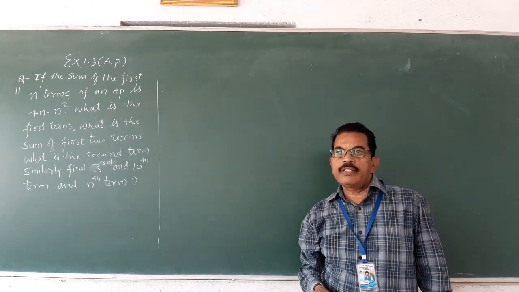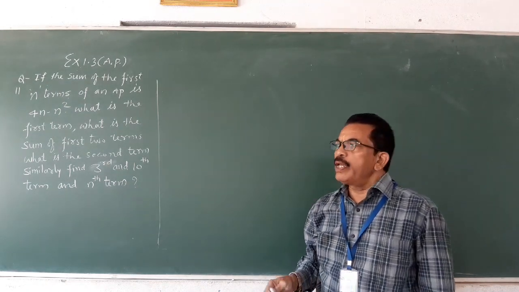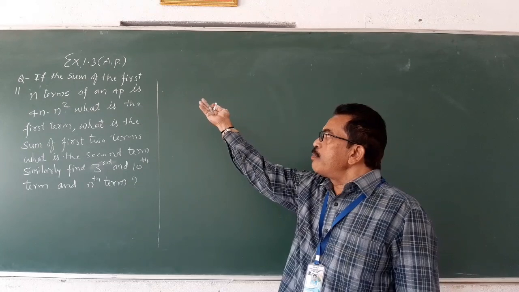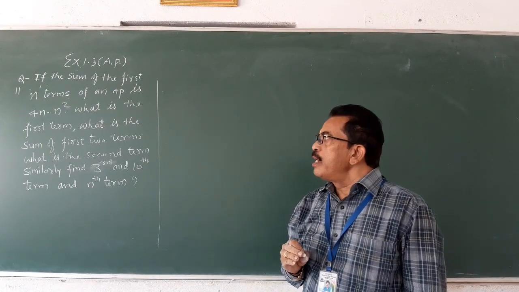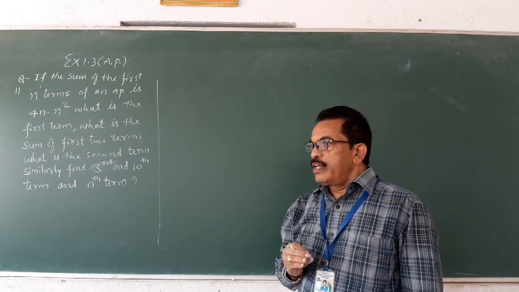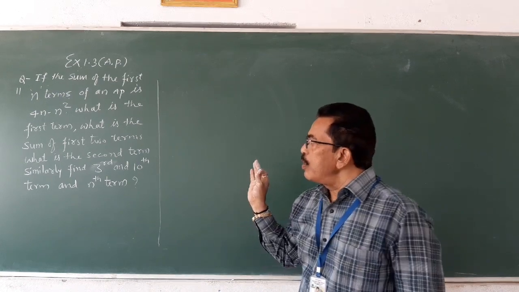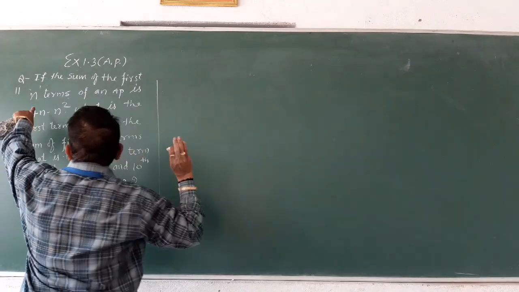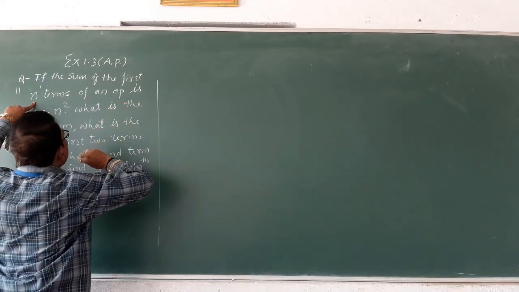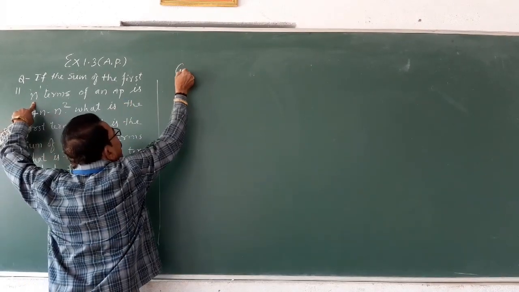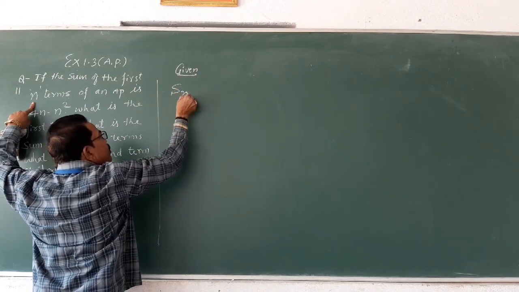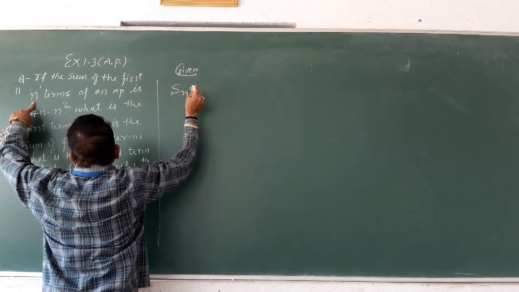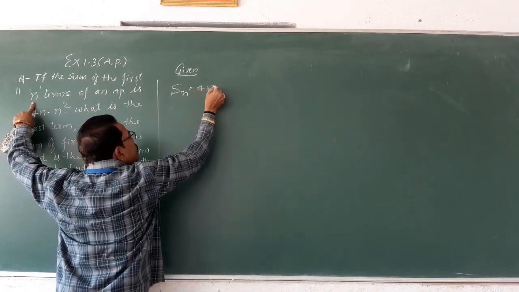Good morning, students. Today, let us begin exercise 1.3, question number 11. So far, we have solved the 10 questions yesterday. So, let us begin from this one, the 11th one. Given Sn equals 4n minus n square.